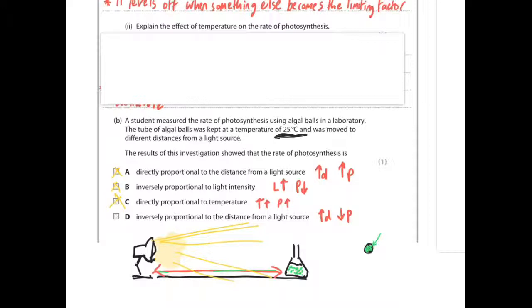So I hope it's the last one, otherwise I've run out of ideas. Inversely proportional to the distance from the light source. So that means as distance increases, the rate of photosynthesis decreases. Notice what I've done here.